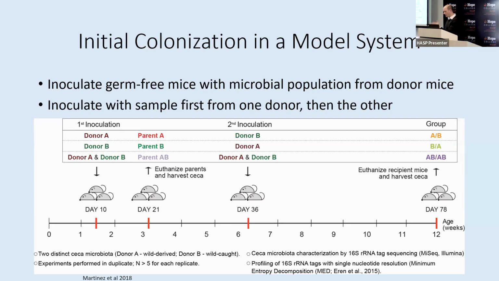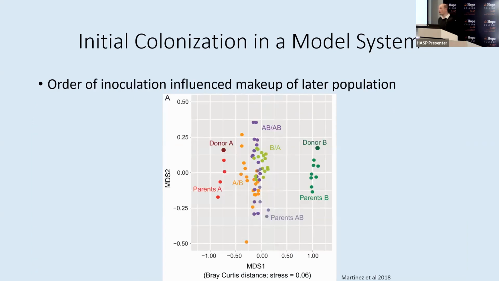So they had their two donors, and they started with donor A and then inoculated with donor B and then flipped it around. Okay, does the order of contact make any difference? That was the question. And it turns out the answer is yes. There were clear differences between these orders.